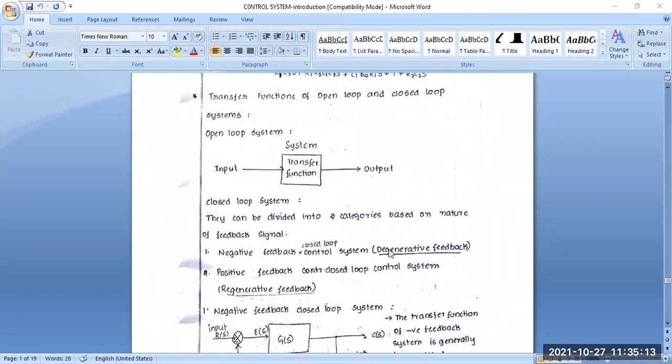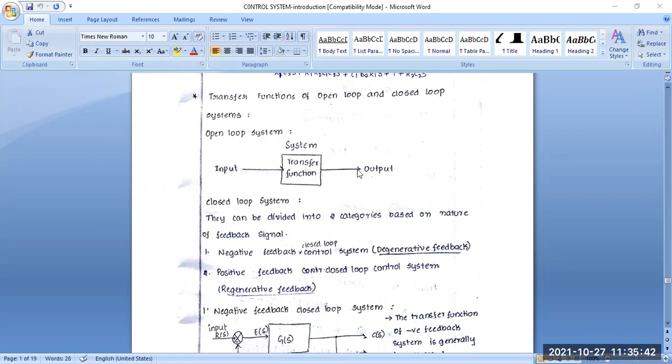So just recall. We have discussed firstly that control systems are of two types. This is the open loop control system, and another one is the closed loop control system. All of you have seen this basic block diagram of an open loop control system. In this open loop control system there are two parameters: one is the input variable, another one is the output variable.